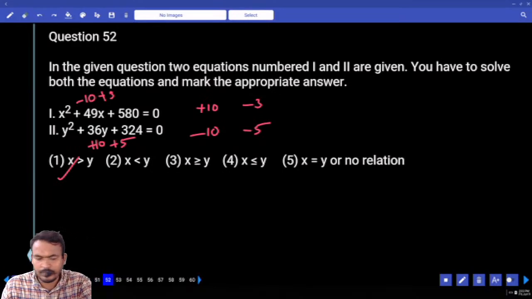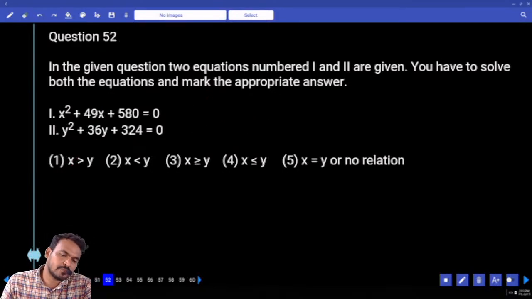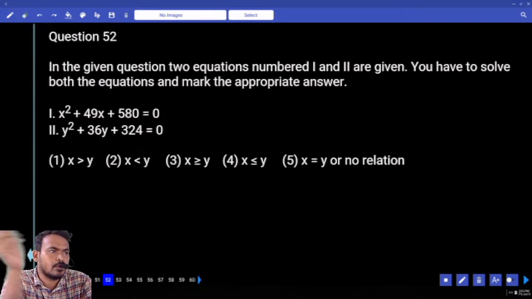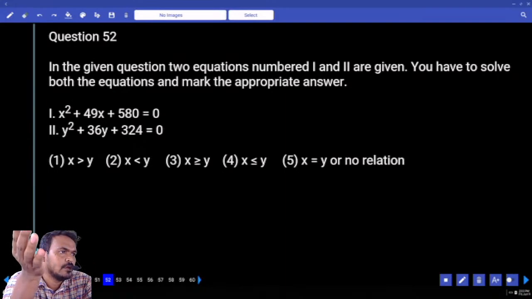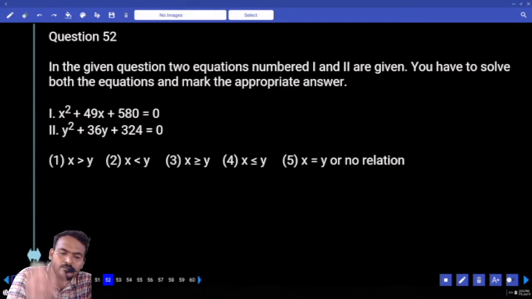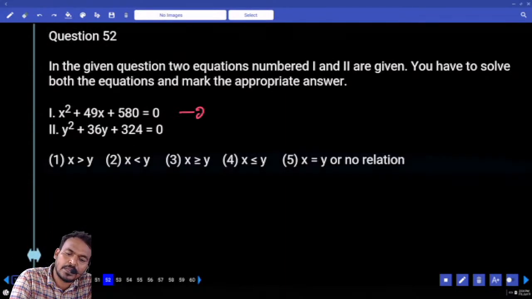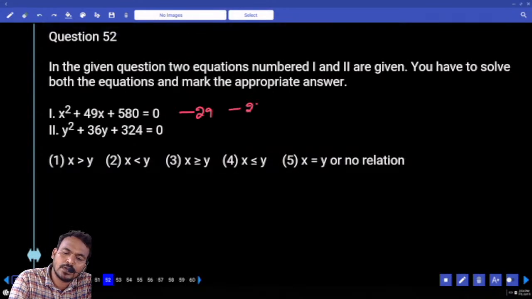Next question number 52. X square plus 49x plus 580. What is half of 580? 290, which means 29 into 10. 29 into 10 into 2, because half means divide by 2. So 29 into 10 into 2. 10 times 2 is 20. 20 plus 29 is 49. One will be minus 29, another one is minus 20.